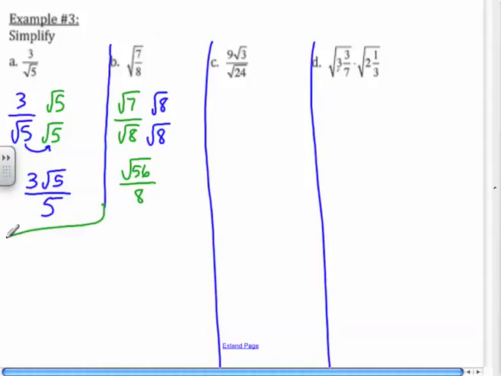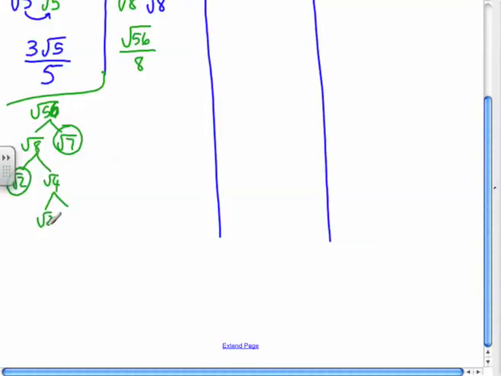I need to simplify square root 56, not 57, 56. That's the square root of 8 times the square root of 7. I can't break that one down anymore, but I can break down the 8 into the square root of 2 times the square root of 4. Now that one's done. Now I need to break down the 4 into the square root of 2 times the square root of 2. So the square root of 56 is broken out into the square root of 2 times the square root of 2 times the square root of 2 times the square root of 7.